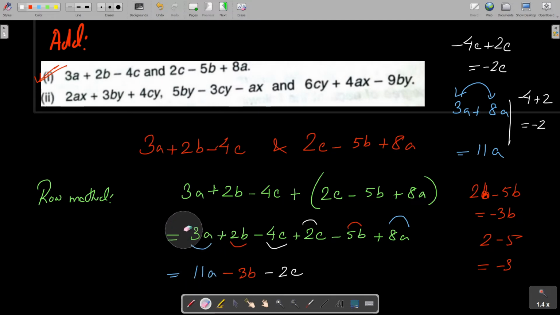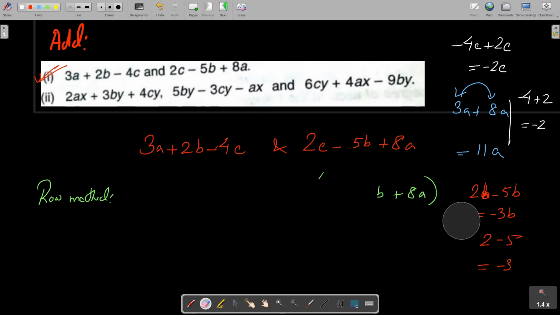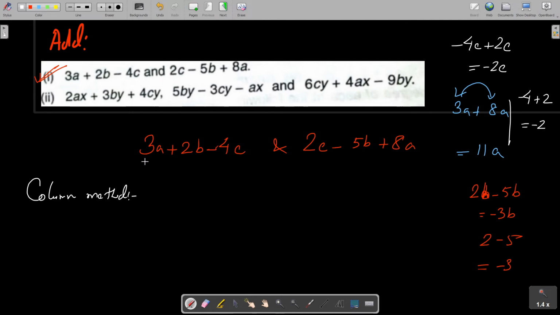Okay, now let's do the same question using the column method. In the column method, what we're going to do is, the first one we will write as it is given: 3a plus 2b minus 4c.